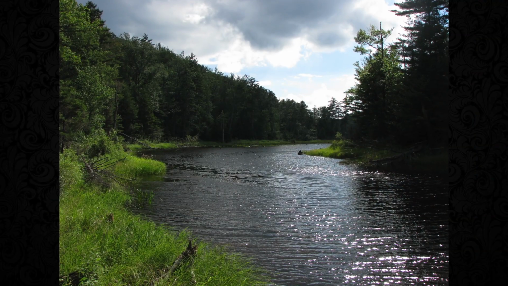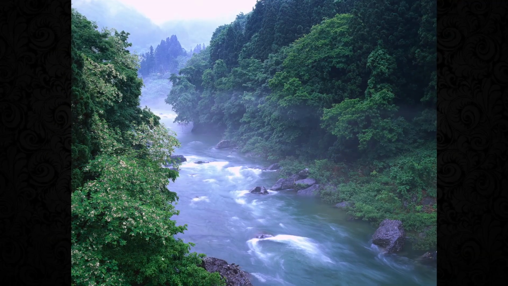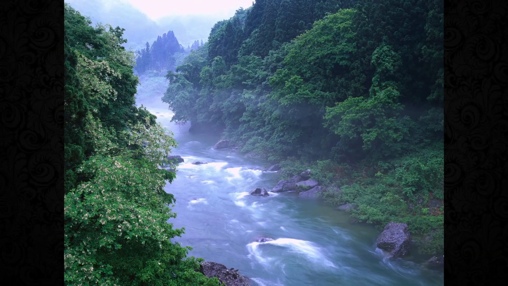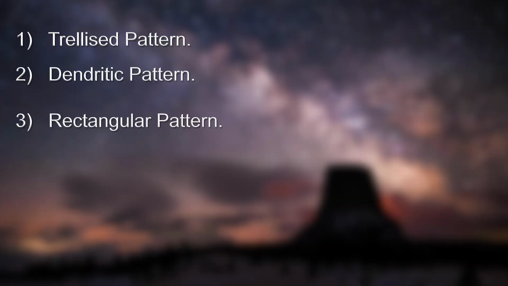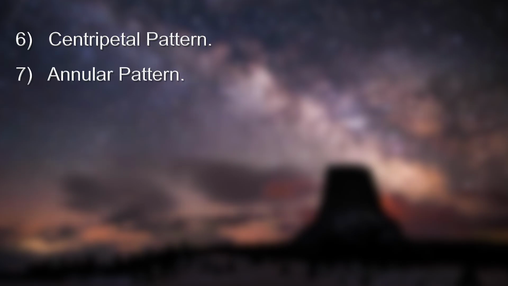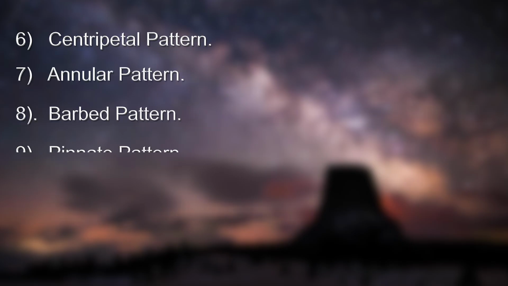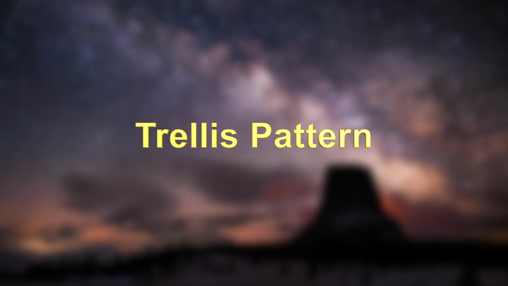Since there are many variations in the environmental conditions of different regions, there are also variations in the drainage pattern. Generally, drainage patterns are divided into certain types such as trellis pattern, dendritic pattern, rectangular pattern, parallel pattern, centrifugal pattern or radial pattern, centripetal pattern, annular pattern, barbed pattern, pinnate pattern or herringbone drainage pattern. Now let us talk about the trellis pattern.